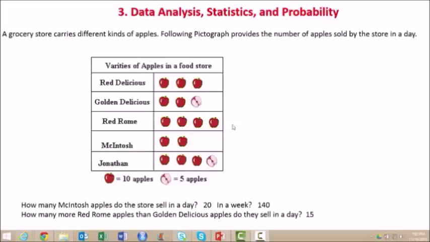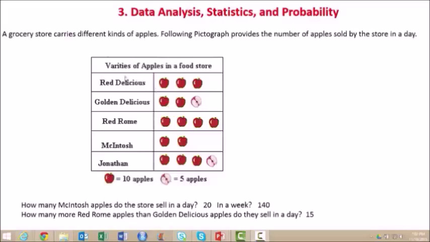So in a pictograph, the first thing you want to see is, on the bottom, what that picture means, okay? Here, this is called the key, or sometimes it's called the legend. What this means is that one picture of an apple equals 10 apples, and half an apple means that it's 5 apples.